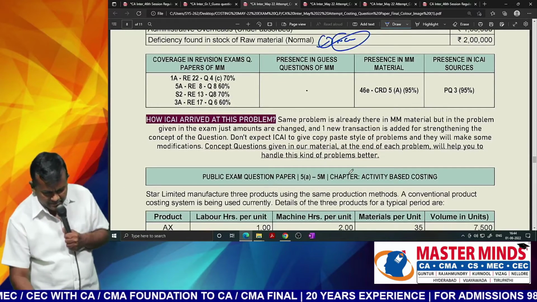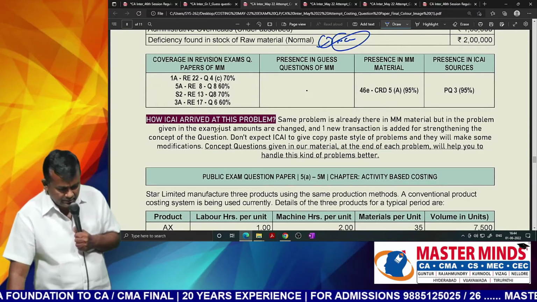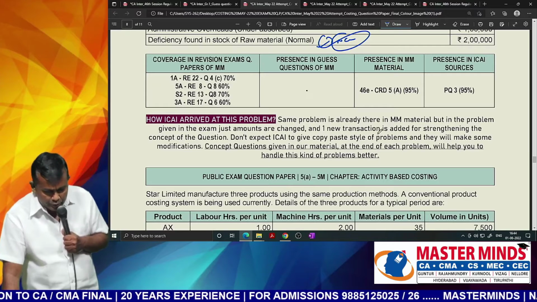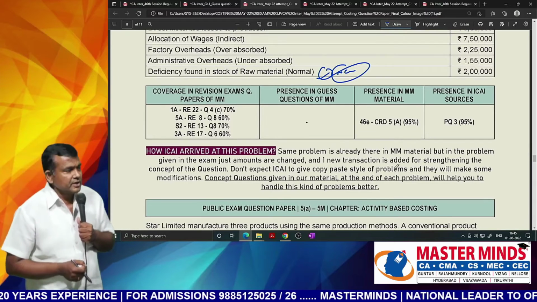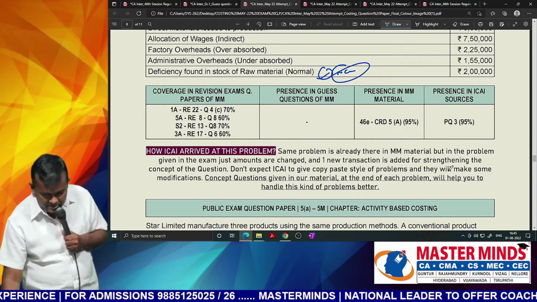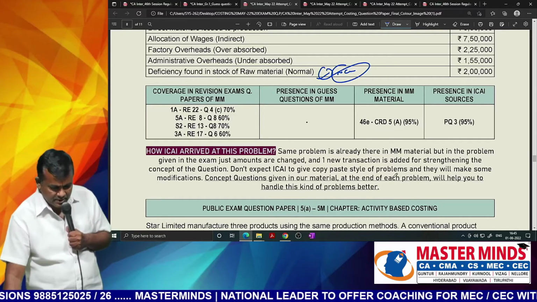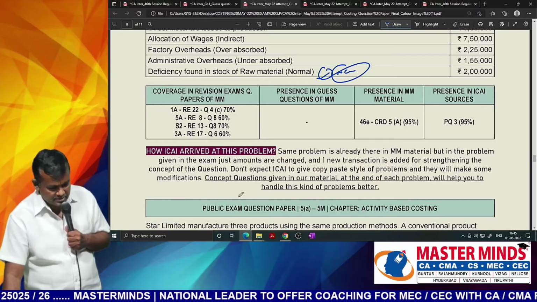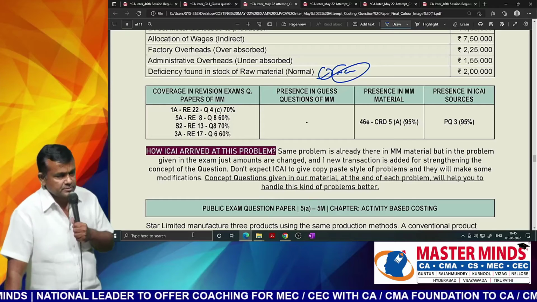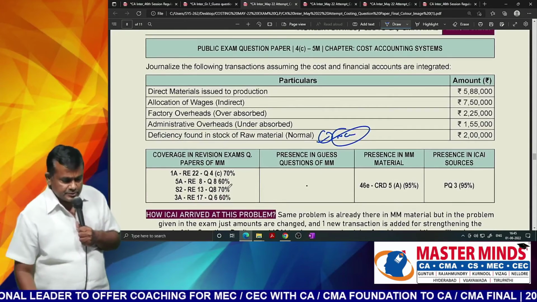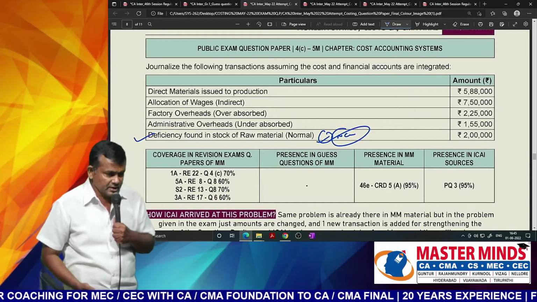Here that is mentioned in this note. The same problem is already there in our material, but in the problem given in the exam, just the amounts are changed and one new transaction is added. That is the new transaction, deficiency found in stock of raw materials. One new transaction is added for strengthening the conceptual understanding. So don't expect ICAI to give copy paste style problems. They will make some modifications. The concept questions given in our material at the end of each problem will help you handle this kind of problem. This type of transaction was already discussed at the time of introduction.